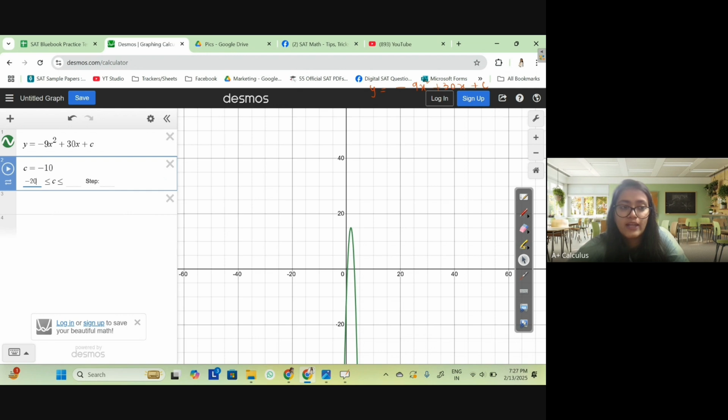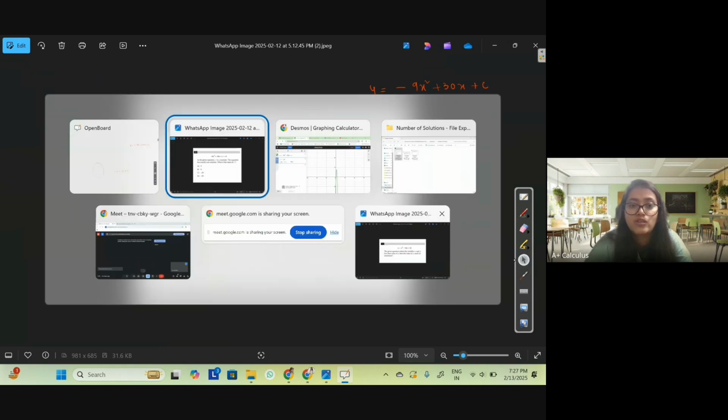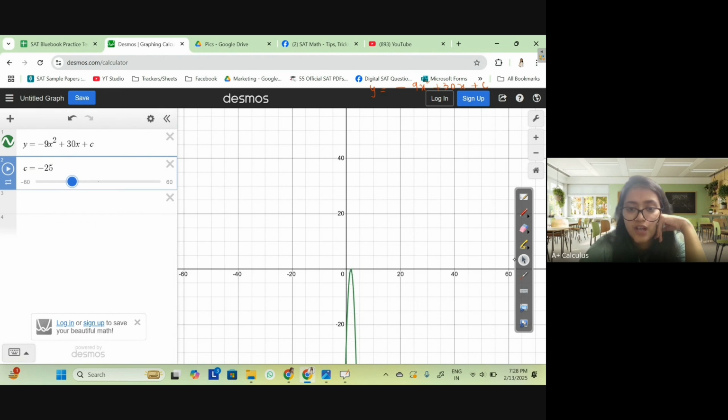So if you do it negative, what are the answer choices? The answer choices are, okay, let's make it -60 to 60 because that range will include all the answer choices. Let's make the range -60 to 60. And now adjust the values of C. Okay, adjust it. Yeah, it should just touch the x-axis.